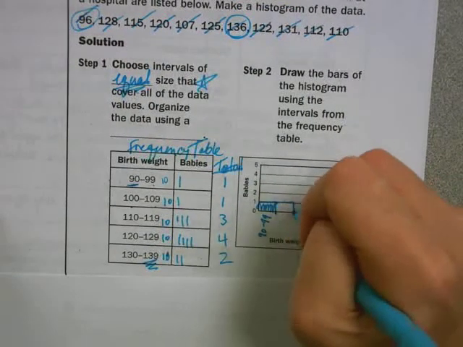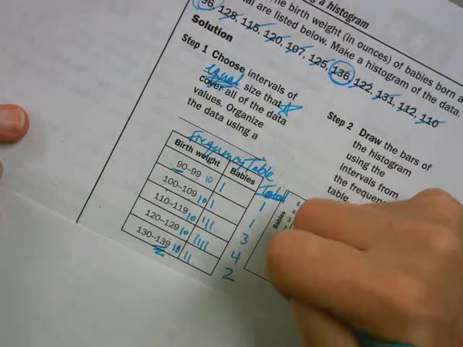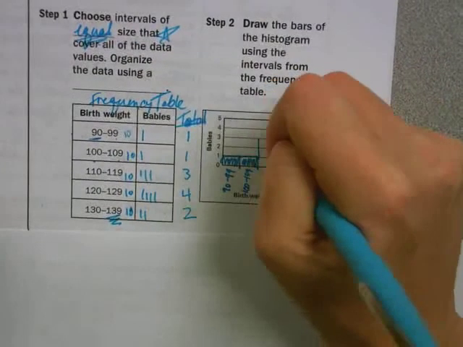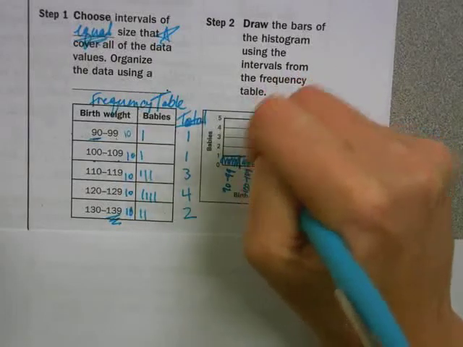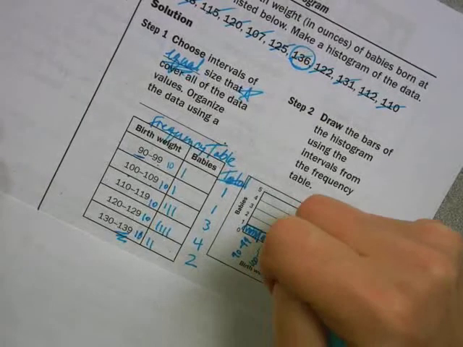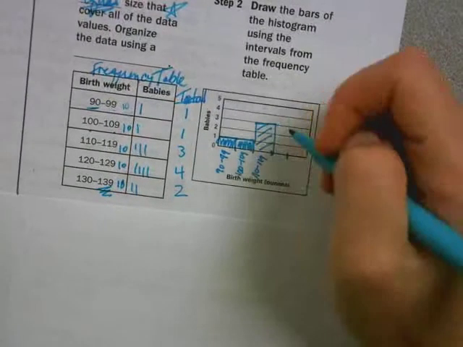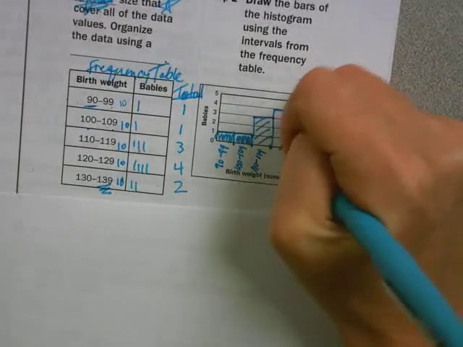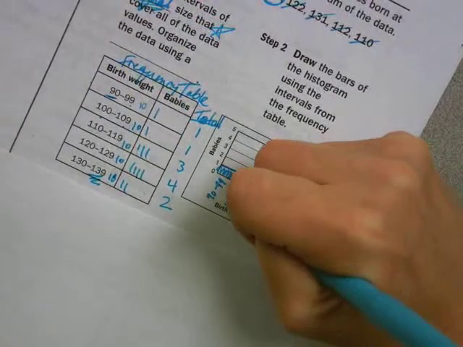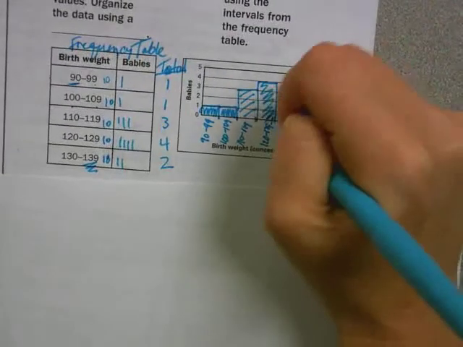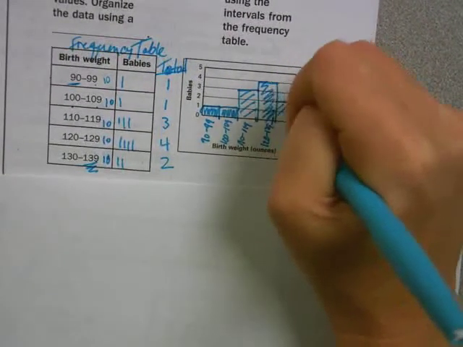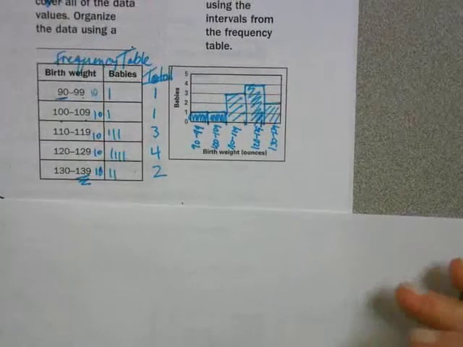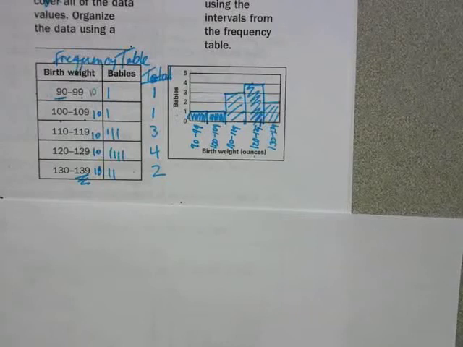You can use different colors if you'd like as well. 100 to 109 was also 1. 110 to 119 was 3. 120 to 129 was 4. That was my highest frequency. And then 130 to 139 was 2. Okay, notice my bars are touching. There's my histogram. I have my labels on my axes as well.